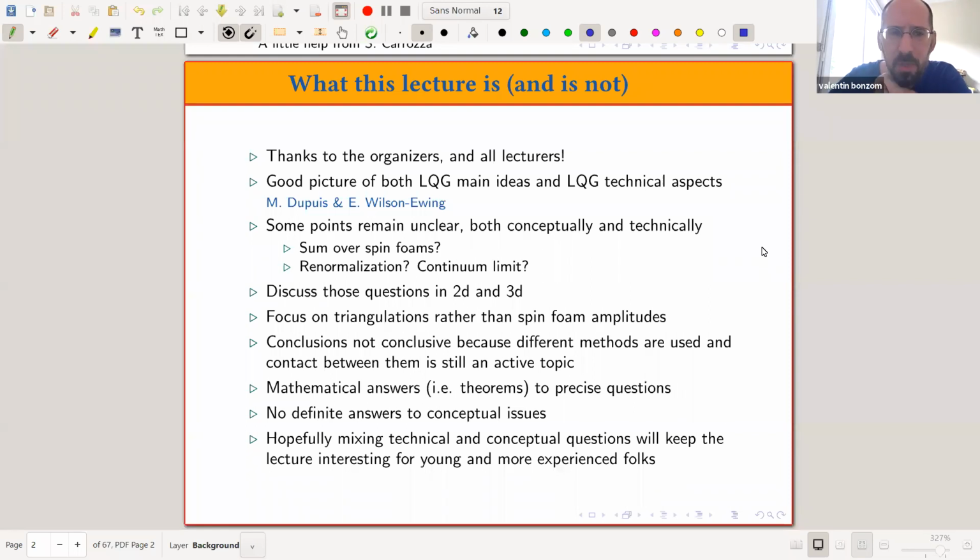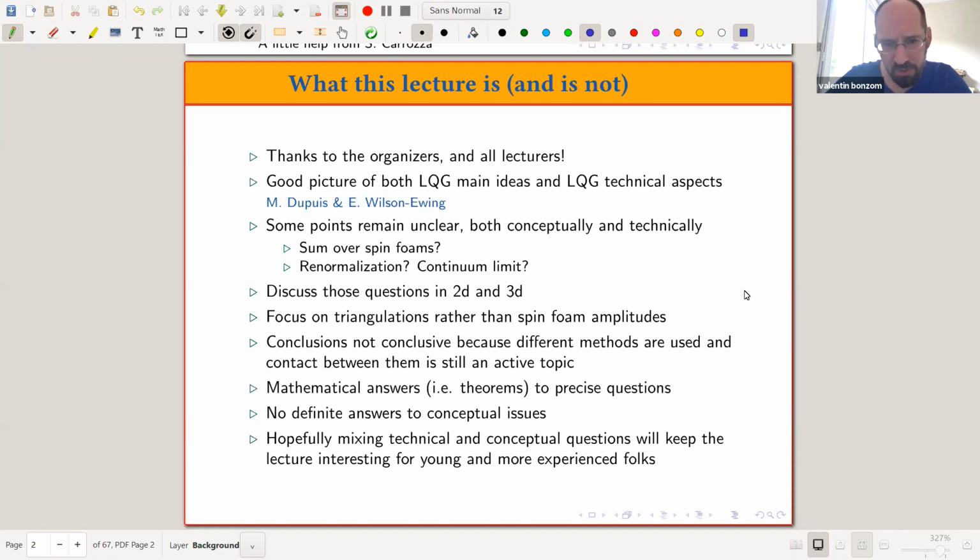So yeah, do we have to renormalize when we sum over spin foams? And if you think about renormalization, it means there is probably some kind of continuum limit. So I will try to discuss those questions using the examples of two-dimensional quantum gravity and three-dimensional quantum gravity. And I will focus on triangulations rather than spin foam amplitudes. So it's going to be a little bit different from what you've heard before, when there were a lot of talks about how you define the spin foam amplitudes. But here, the focus will be on the more combinatorial objects.